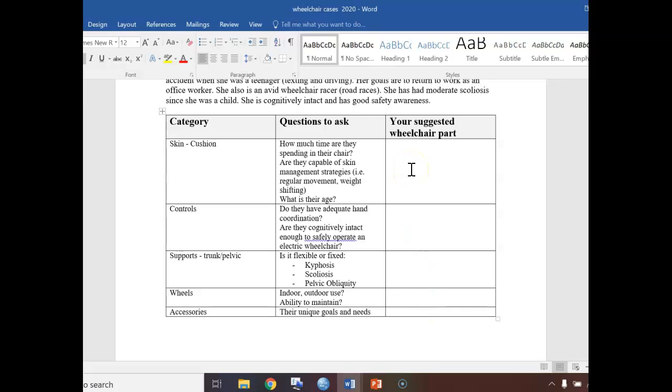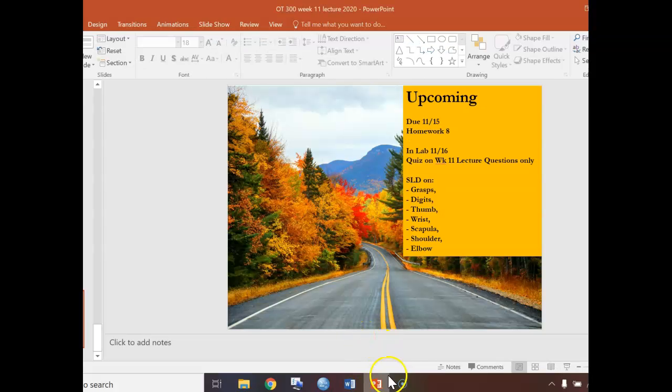Again, we're going to be doing this in the lab, but start thinking about it, getting ready to articulate some answers, because we'll go around and I'll be asking everybody, why did you choose what you chose, that sort of thing.